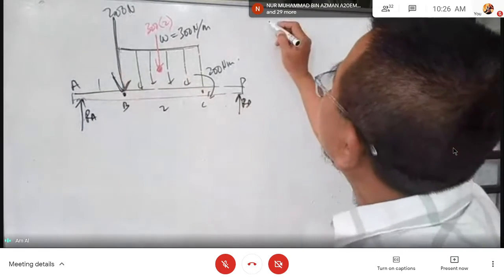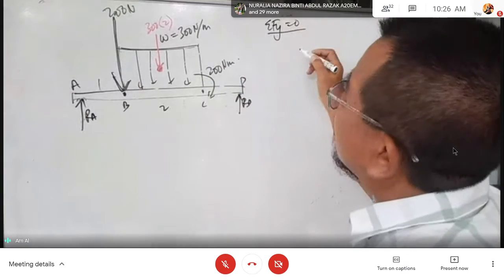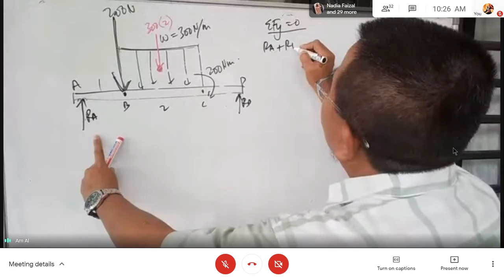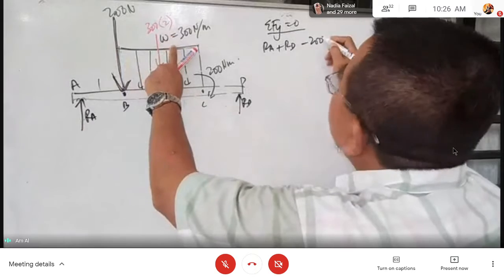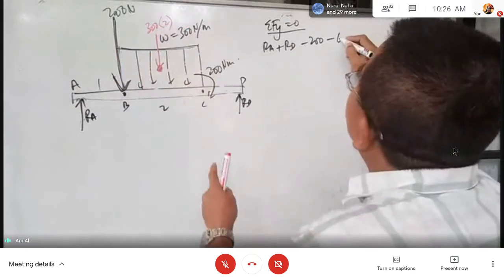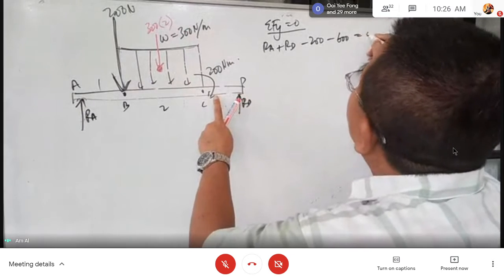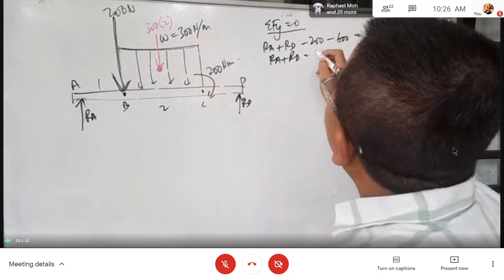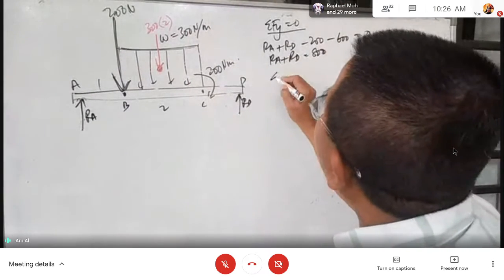The summation of forces in Y is equal to 0. What do we have there? RA plus RD going up, down minus 200, minus 3 times 2, 600. This is not a force, this is a moment, so it is equal to 0. So RA plus RD is equal to 800. Put it aside. And then the summation of moments.